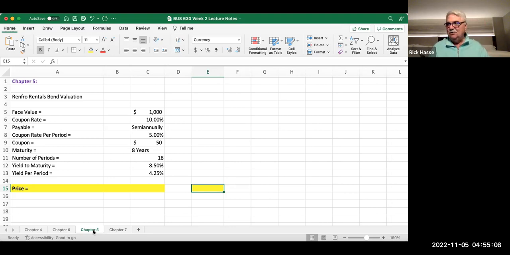Anybody know what the yield of the 10-year treasury, the risk-free interest rate, is this morning or this week? Roughly a little bit over 4%. 6 months ago, it was at 1%. So the yields are increasing. But in this example for Renfro rentals, yields have dropped to 8.5%, or 4.25% semi-annually.